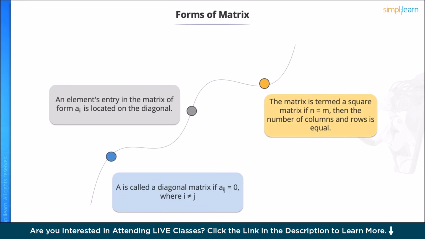Forms of matrix. The matrix is termed a square matrix if n equals m, that is, the number of rows and number of columns are equal. An element entry in the matrix A, a_ii, is located on the diagonal. A is called a diagonal matrix if a_ij equals 0 when i is not equal to j, that is, in a square matrix, apart from the diagonal, we have 0 at all places.